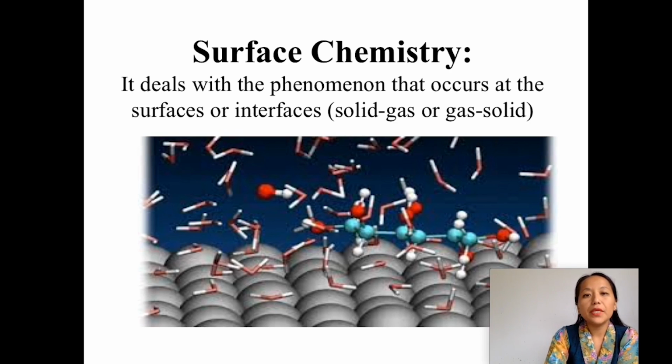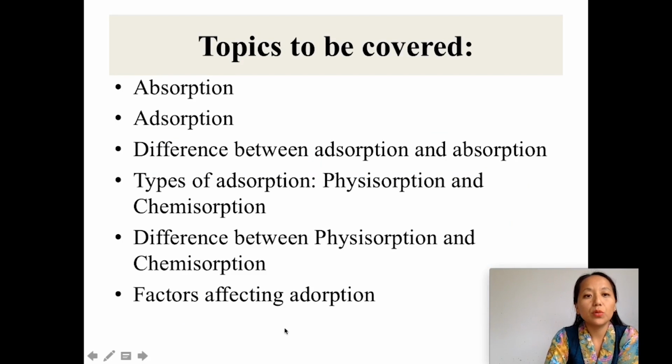First, let me give you the outline of the topics that I'm going to cover in today's class. Those are absorption, what is absorption? Then what is adsorption, and how is absorption different from adsorption? Then the types of adsorption, that is physisorption and chemisorption, and the difference between physisorption and chemisorption. And finally, the factors affecting adsorption.